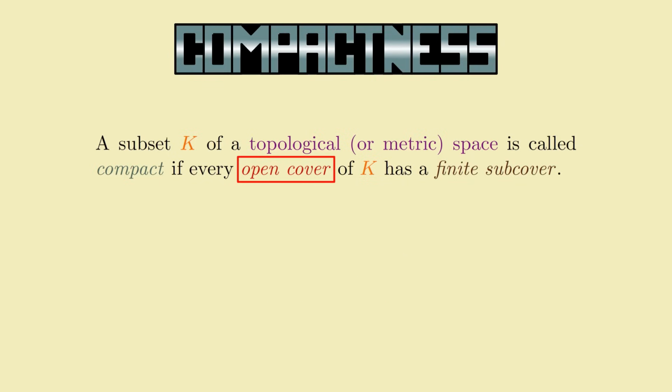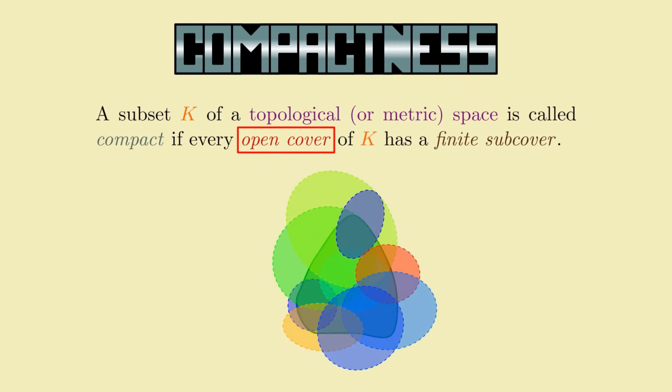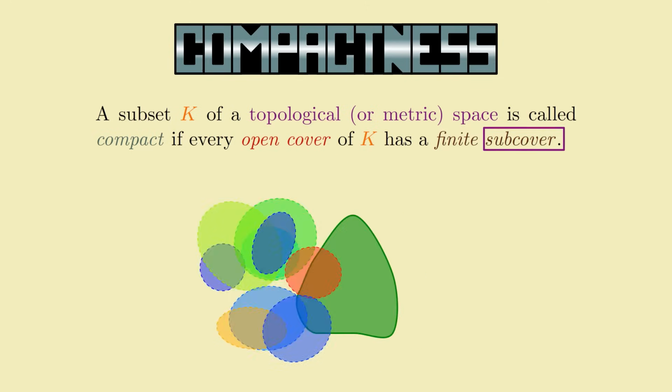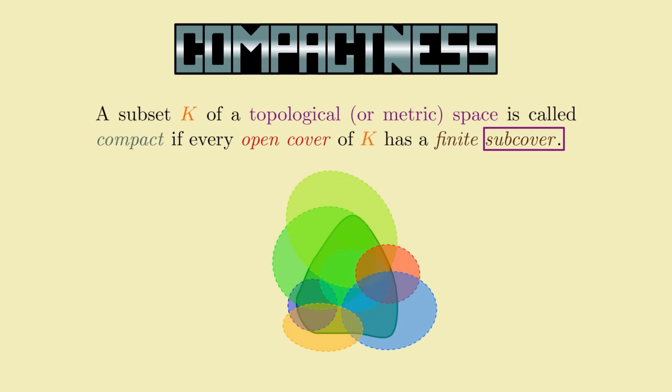This one is pretty straightforward. An open cover for a set is a collection of open sets that collectively cover the target set. There could be finitely many of them or infinitely many, and can individually have any size. A subcover is just a subcollection of these open sets that still manages to cover the target set.